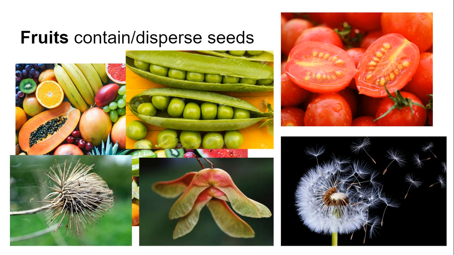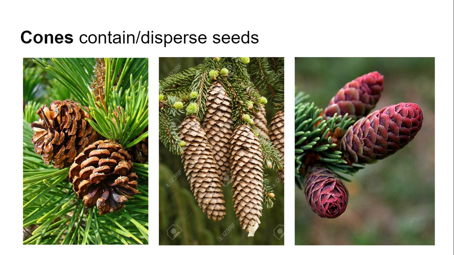So fruits are more diverse than what you might normally think of, but they have seeds inside of them, and their purpose is to spread those seeds so that the seeds can grow into new plants. Cones also contain and disperse seeds. Plants that have cones, like pine trees and spruce trees, are much less diverse than plants with fruits. There are many, many, many more species of fruited plants, which are what we consider flowering plants, than there are plants with cones. But those are another structure that plants have for dispersing seeds.